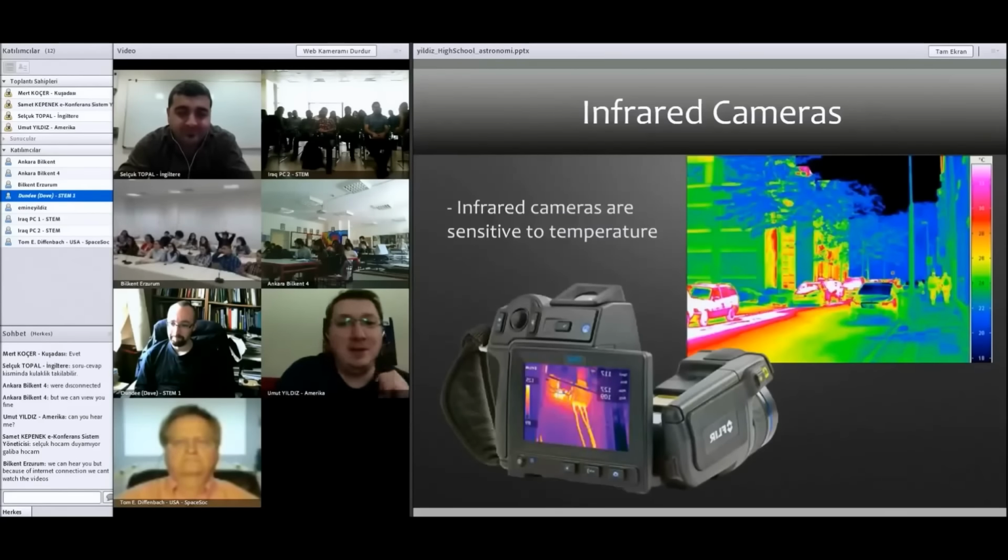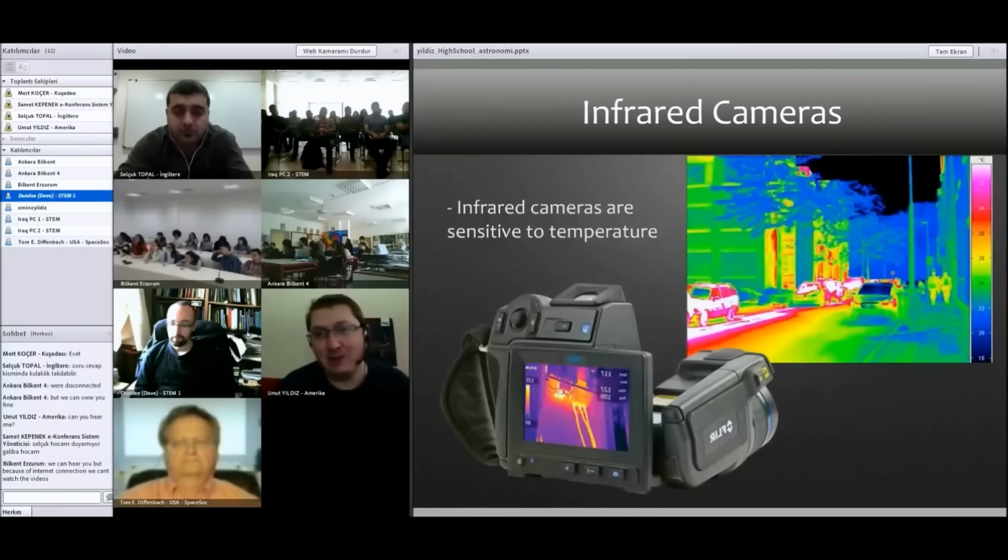Yes, infrared. Infrared cameras are sensitive to temperature. For example, look at this picture. Look at the cars. The people inside the car produce much more heat than the outside, so it's much more red. The buildings are green, and the trees are blue. So it's getting colder. It's actually sensitive to the temperature.